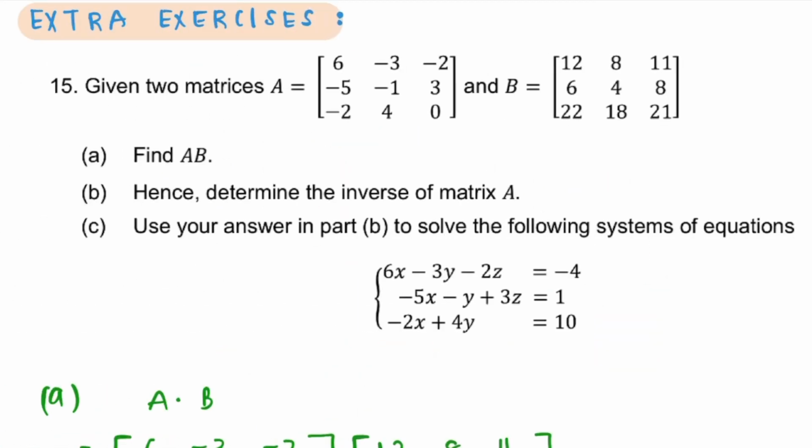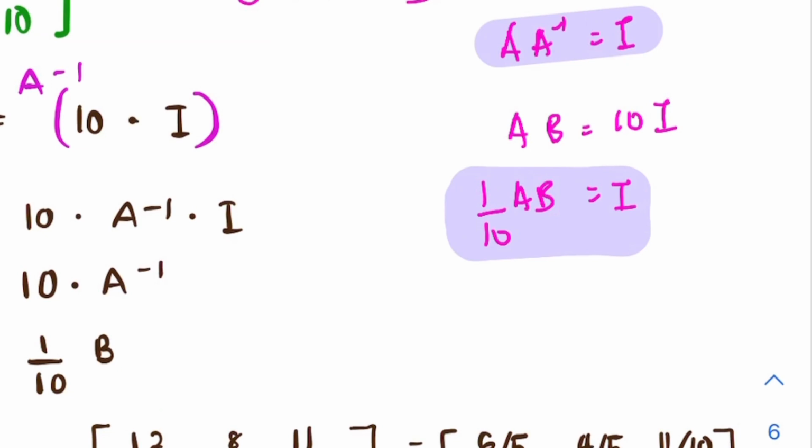Then let's see question B. They ask you, hence, determine the value of the inverse matrix. Since you have the word hence here, we cannot use any other method to find the inverse. We need to use this formula here. As what I have shown just now, 1 over 10 AB is equal to I. So in order to find A inverse, let us just compare with whatever is given here. So A is here. So any terms multiplied to your A is actually A inverse. So this whole thing here is A inverse. So your A inverse is equal to 1 over 10B.